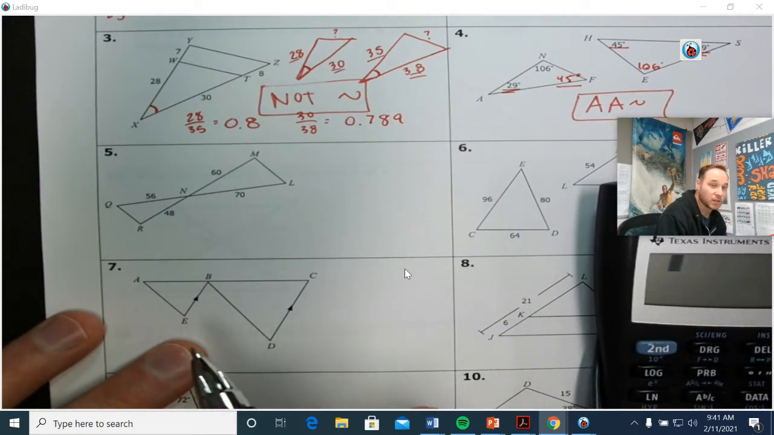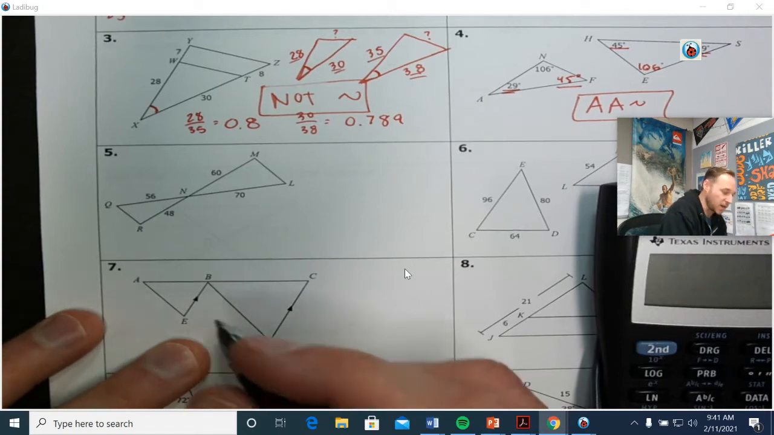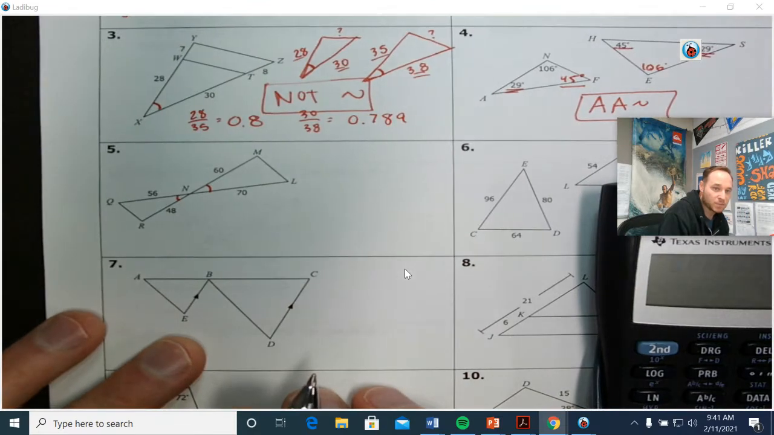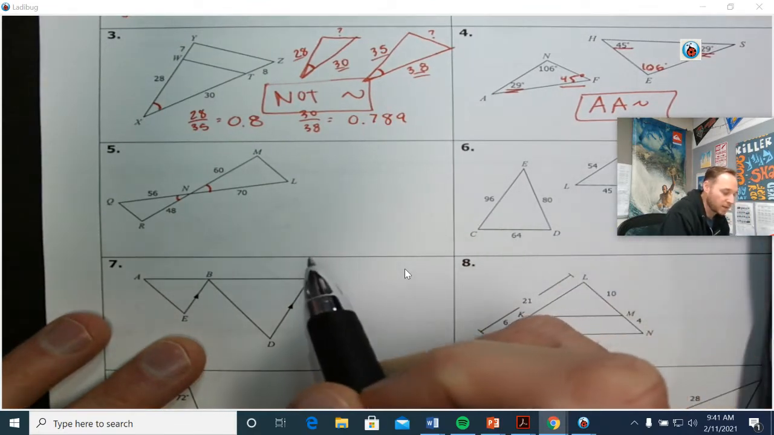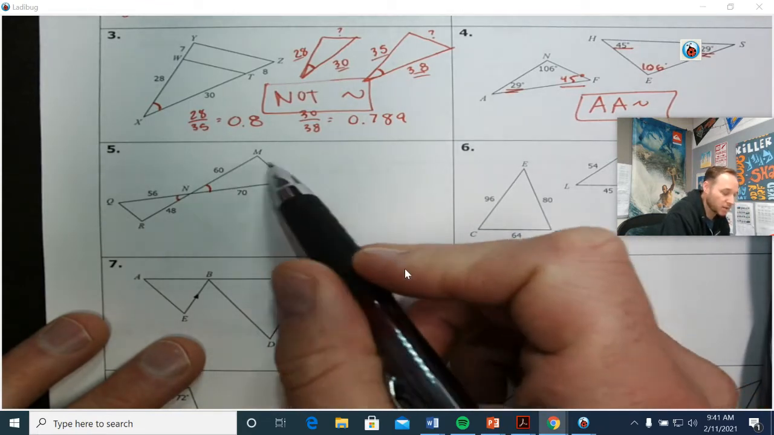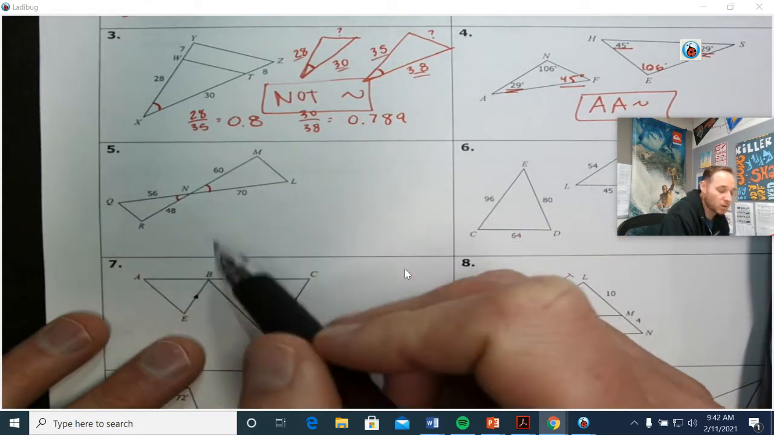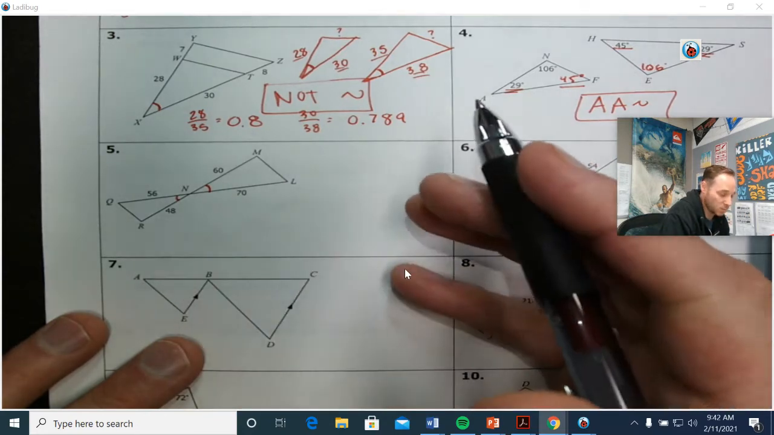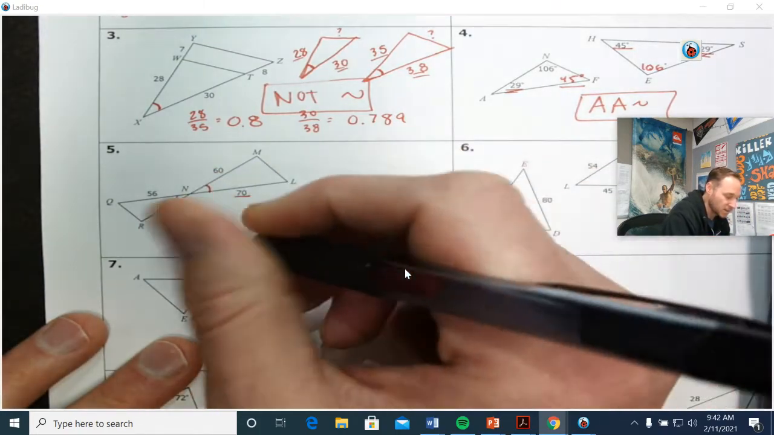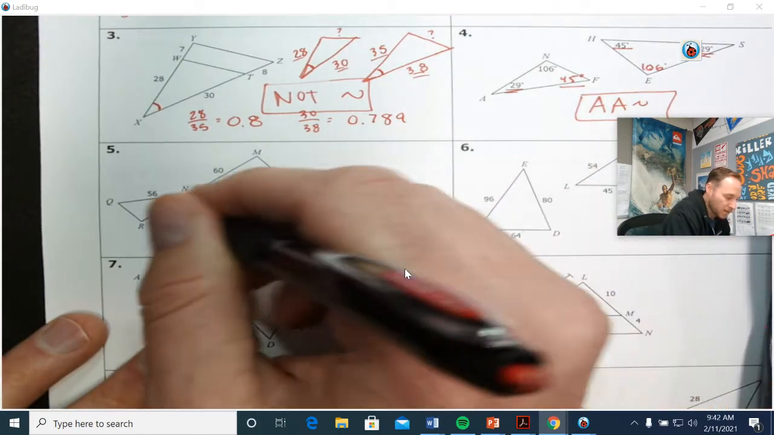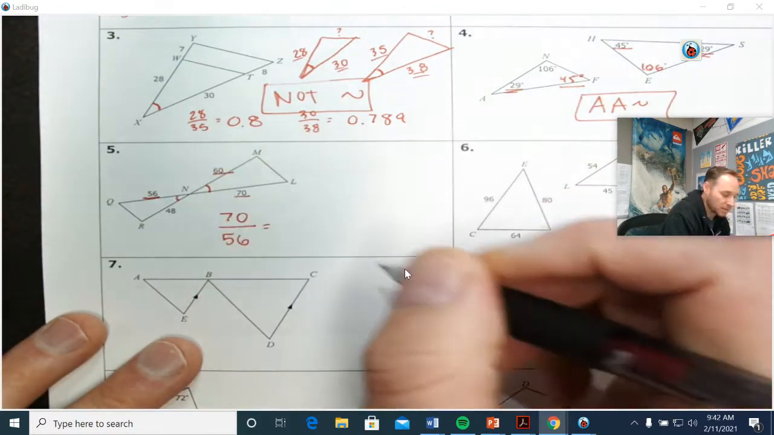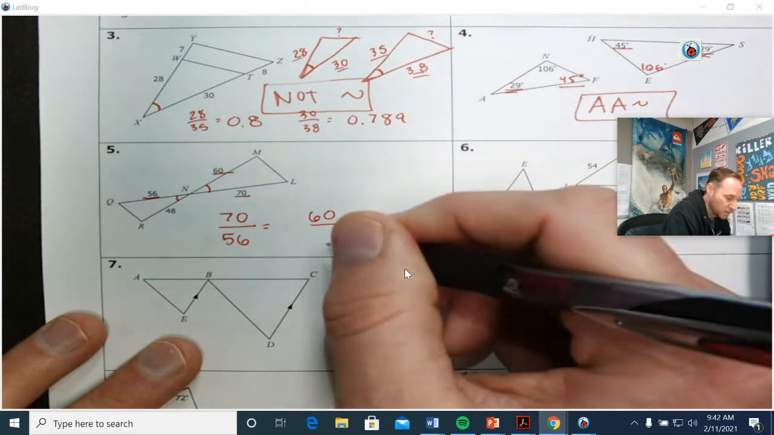Number 5 looks to me like side angle side, because I know by the vertical angle theorem that these two angles have to be congruent. Now I can start comparing sides. Be careful when you do this. Remember, we must compare the largest side of this triangle to the largest side of this triangle. It doesn't matter which one goes on top or bottom, as long as we're consistent with that. But let's find the largest side. Here it is. Largest side, 70. Largest side over here, 56. And that will compare to 60 over 48.